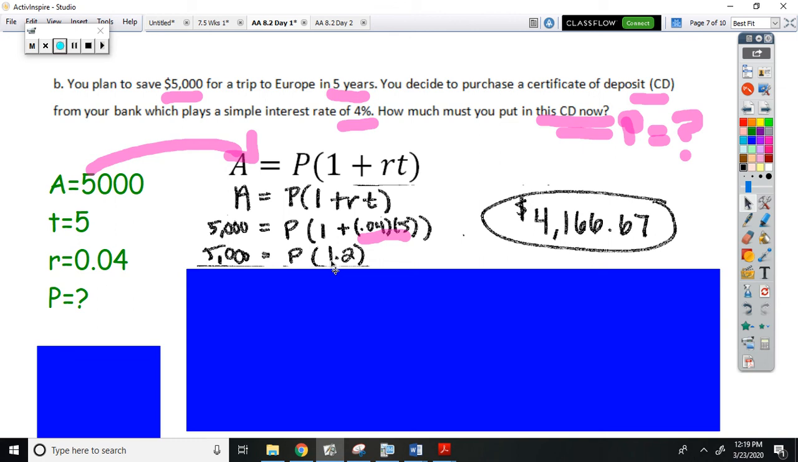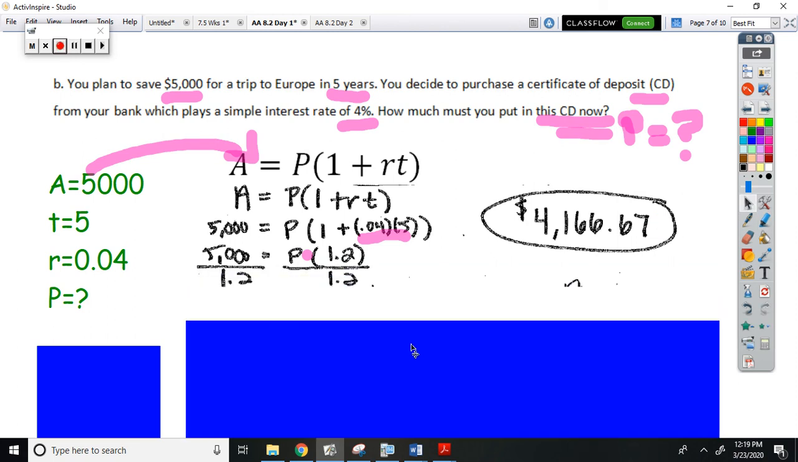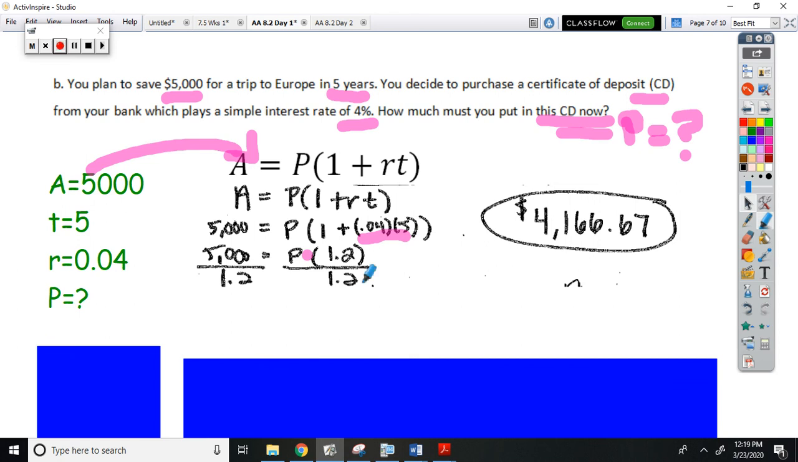And then we just use inverse operations. So right now I see multiplication going on between P and 1.2. What's the inverse of multiplying? Dividing. So we need to divide both sides by 1.2. Leaving me with my answer, which I have right over here, $4,166.67. Always round to the nearest hundredths place, which is the nearest cent or penny when we're using money.